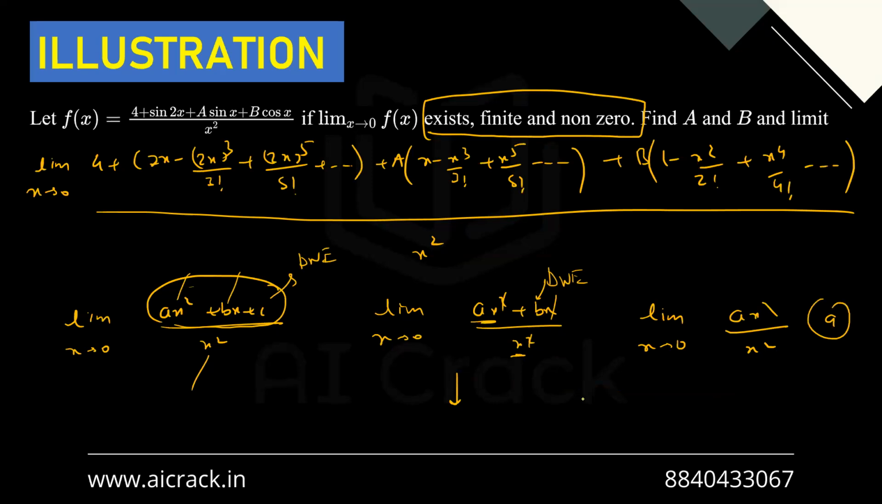Now let's take one more case. We have limit x approaches 0, (a x square plus b x cube) divided by x square. Now in this case, x square and this get cancelled out and we have a constant term over here, and we have x approaches 0.